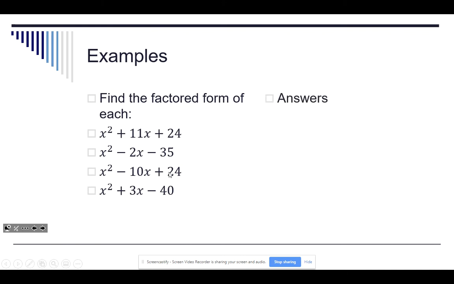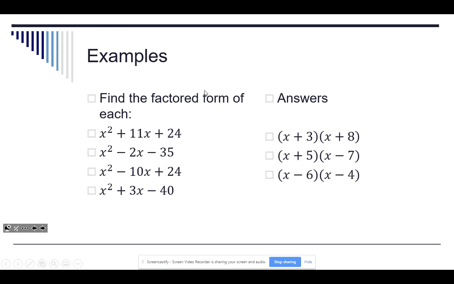Here are your answers. For x squared plus 11x plus 24, it's x plus 8 and x plus 3, or x plus 3 and x plus 8. Again, it does not matter which order you put the factors in. For the next one, your answer is x plus 5 and x minus 7. The next one, your factors of positive 24 that add up to negative 10 would be negative 6 and negative 4. So it's x minus 6, x minus 4. And finally, factors of negative 40 that add up to positive 3 would be positive 8 and negative 5. So it's x minus 5 and x plus 8.